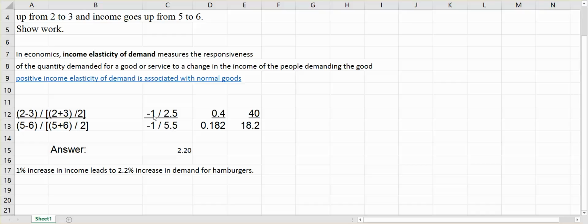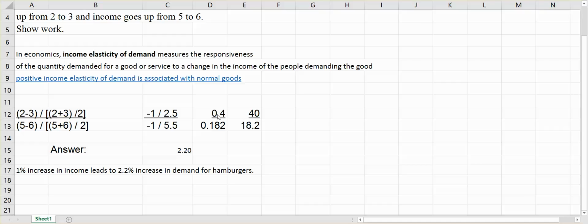Okay, now I want to take -1 divided by 2.5, and I get 0.4. Actually, -0.4. Then I want to take -1 divided by 5.5 and get 0.182, actually -0.182. But the two negatives cancel each other out to make a positive.